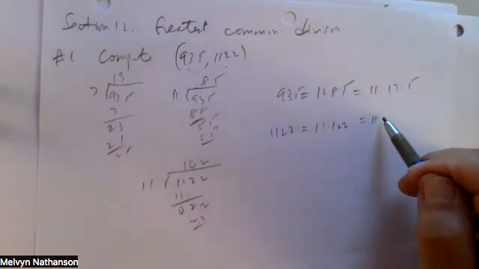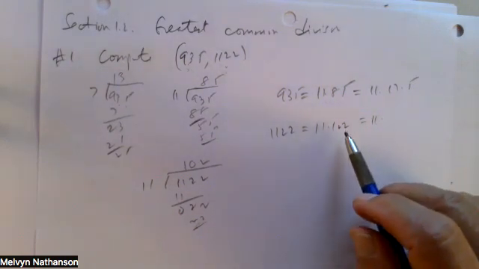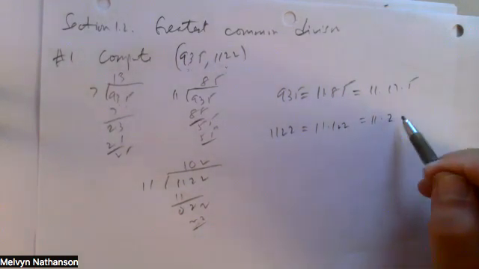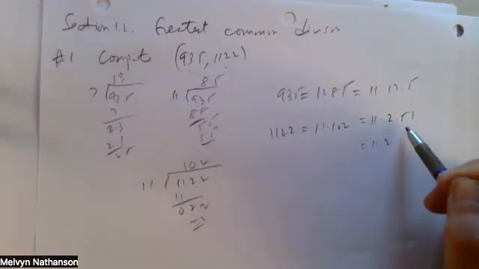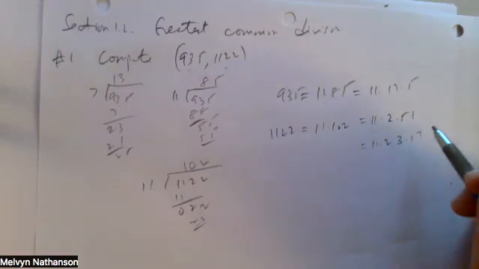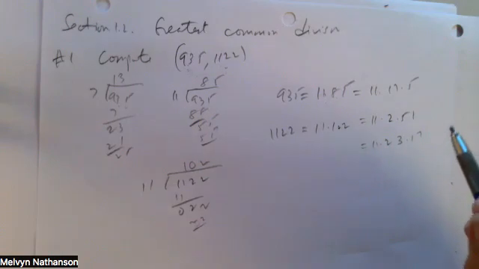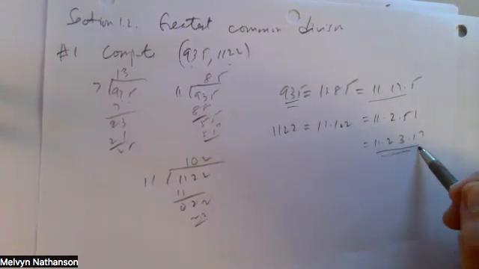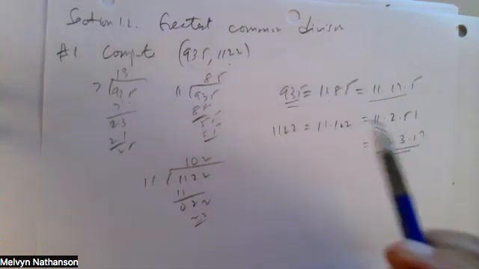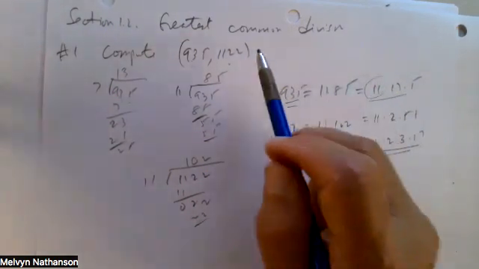102 is 2 times 51. Let's see, what is that? 51 is 3 times 17. So if I have 935 is this, and 1122 is this, the greatest common divisor is going to be 11.